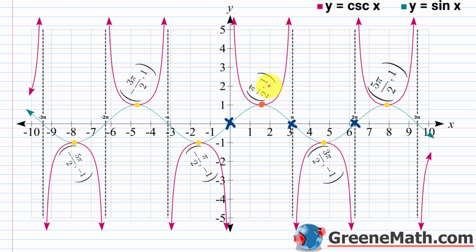So something like pi over 2 and then 3 pi over 2, those x values lead to a shared point. This is pi over 2 comma 1. This is 3 pi over 2 comma -1. So when you draw this, just keep that in mind when you have this guide function that you're making.